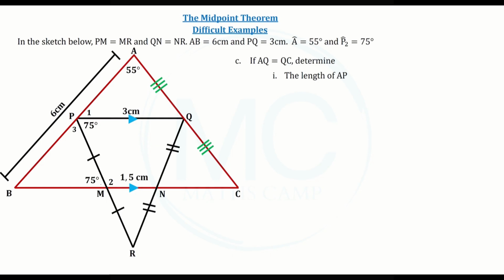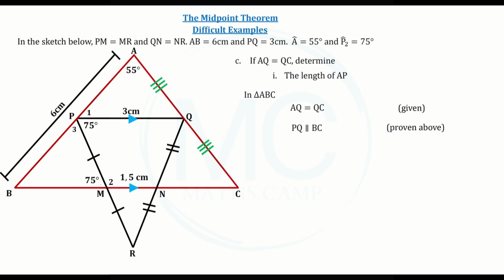To find the length of AP, we need to prove that P is the midpoint of AB. So now we can say in triangle ABC, we now know that AQ is equal to QC because this information has been given to us. We also have found that PQ is parallel to BC. We don't have to prove this again. So as our reason, we say proven above.